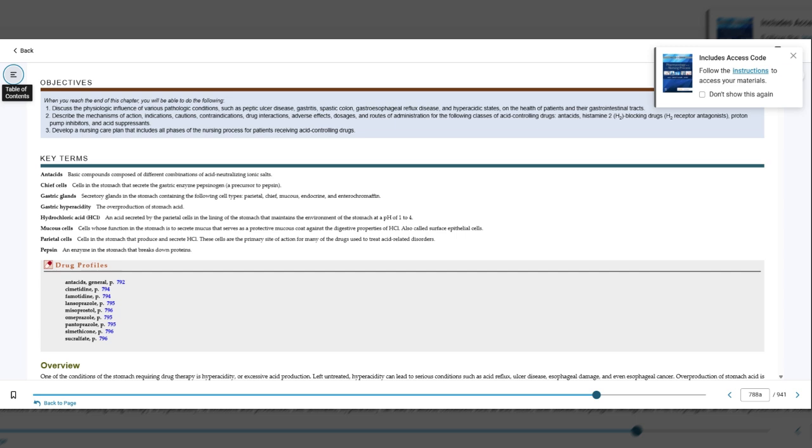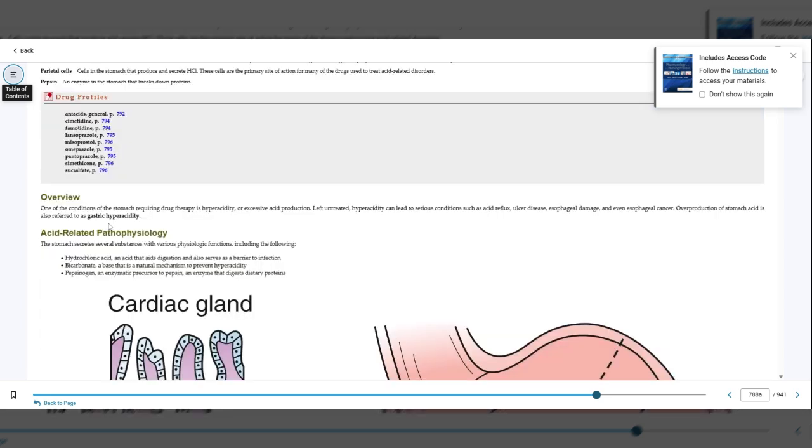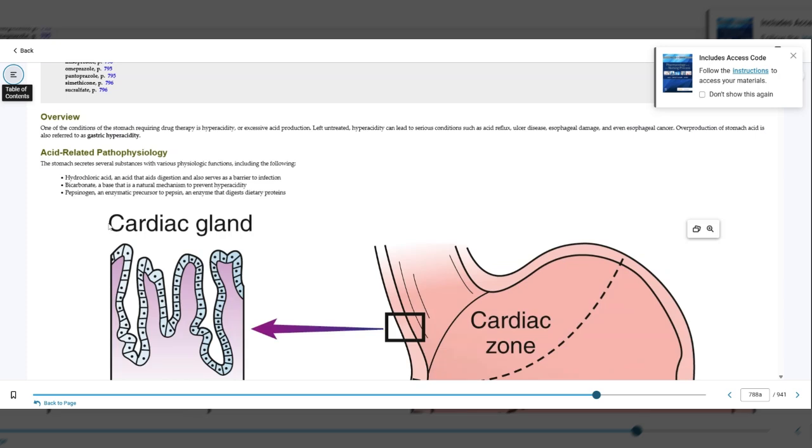Look at primarily the antacids, gastric hyperacidity, and then the hydrochloric acid should give you a good understanding of what's going on in this chapter. So when we're really taking it back to the A&P, one of the conditions of the stomach that requires drug therapy is hyperacidity. We usually have hyperacidity more than alkalosis.